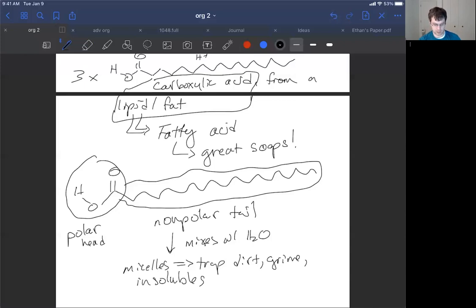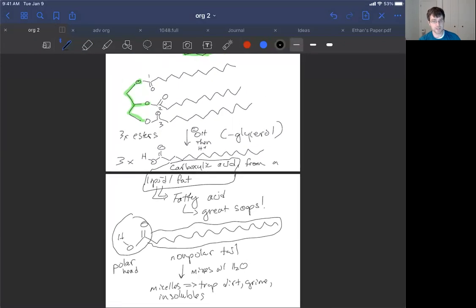Now, if you look at the overall process here, we've taken animal fat, animal tissue, and we've converted it into a fatty acid. So that's why it's the saponification of fats. We convert fats into soaps. We convert oils into soaps and that sort of thing. And in fact, this is how soaps were discovered.